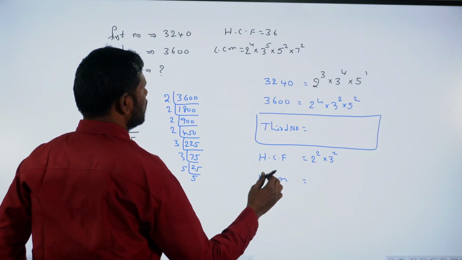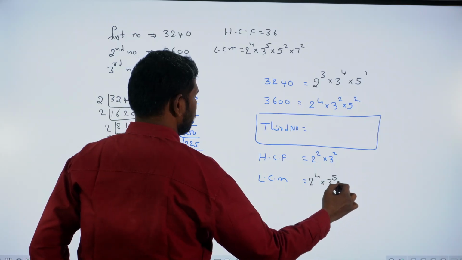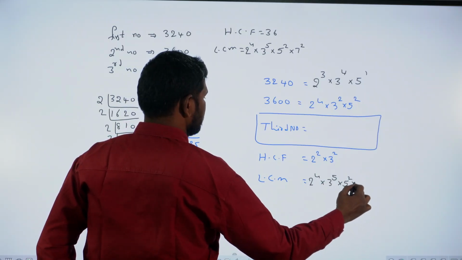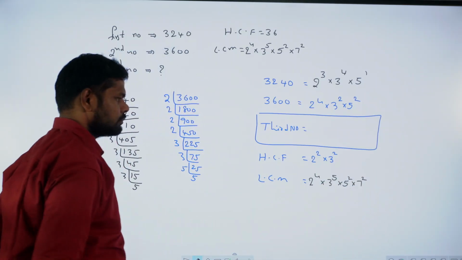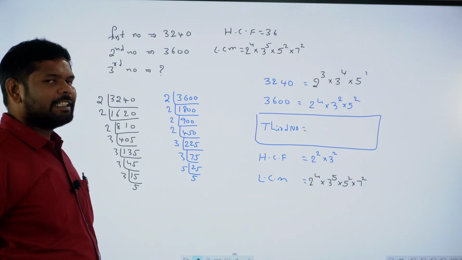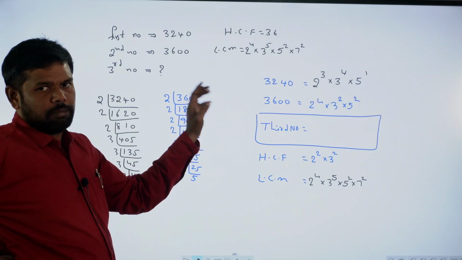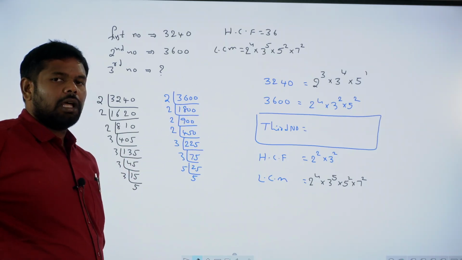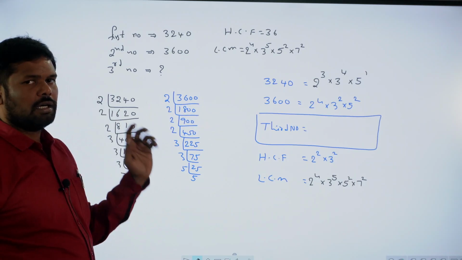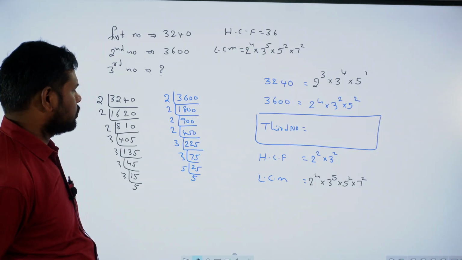LCM is how much given? 2 power 4 into 3 power 5 into 5 square into 7 square. Now observe and find out the third number. HCF means it must be common in all the numbers. LCM means the largest power present in all the numbers. After observing, the HCF has 2 square.